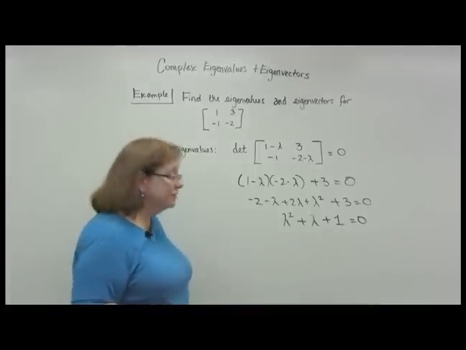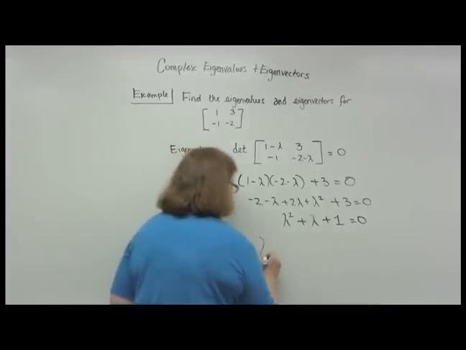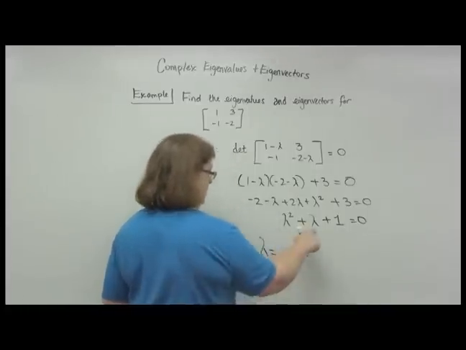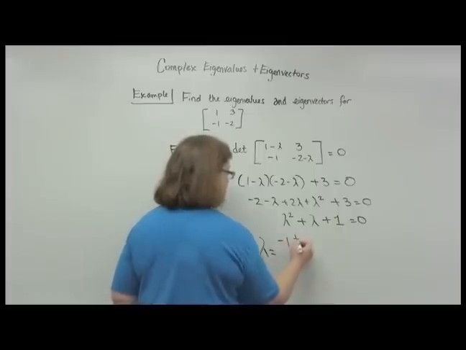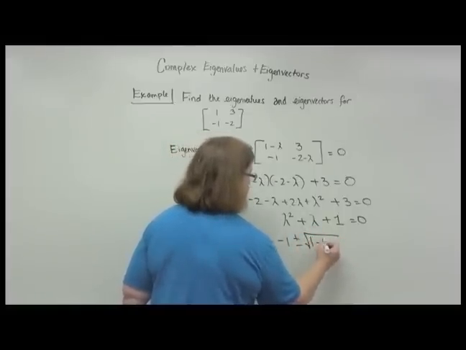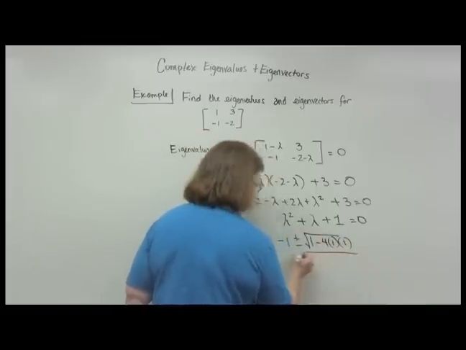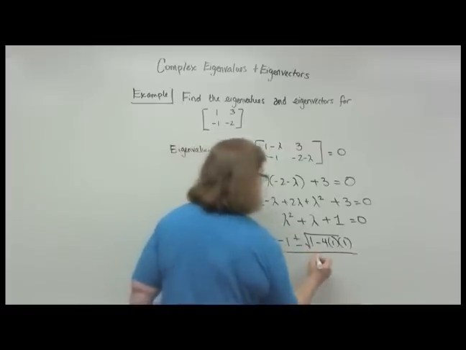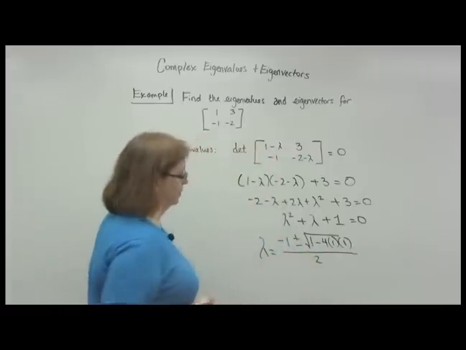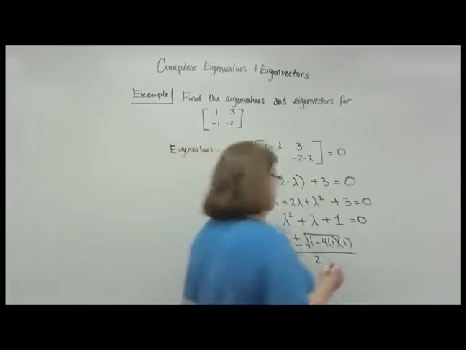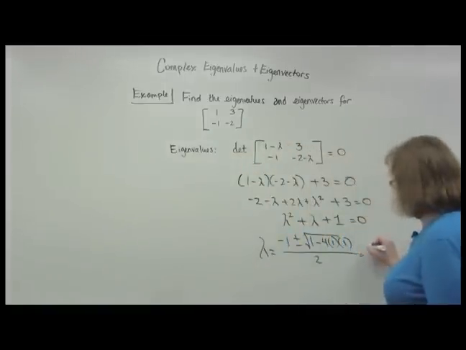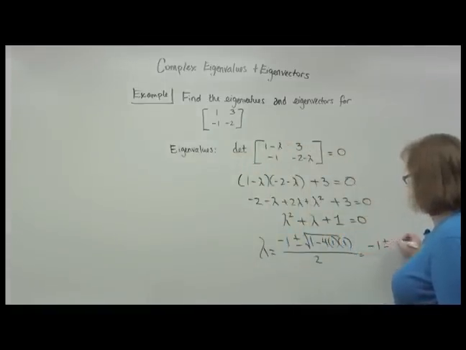Obviously this doesn't factor, so I'm going to have to use my quadratic formula. It's negative b, so that's negative 1, plus and minus the square root of b squared, which is 1, minus 4 times a, which is 1, times c, which is 1, all over 2a. So that's just 2 times 1. This gives me negative 1 plus and minus the square root of negative 3 all over 2.